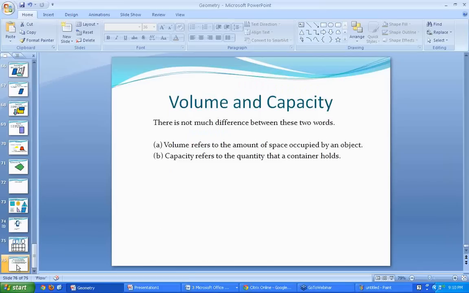Now, difference between volume and capacity. Volume and capacity are used more or less interchangeably. Volume refers to the amount of space occupied by an object. Capacity refers to the quantity that a container can hold. Okay. So if you say that you have a Pepsi bottle, the capacity would be 2 liters and the volume it occupies will also be 2 liters if it is full. So volume and capacity should not be confused.